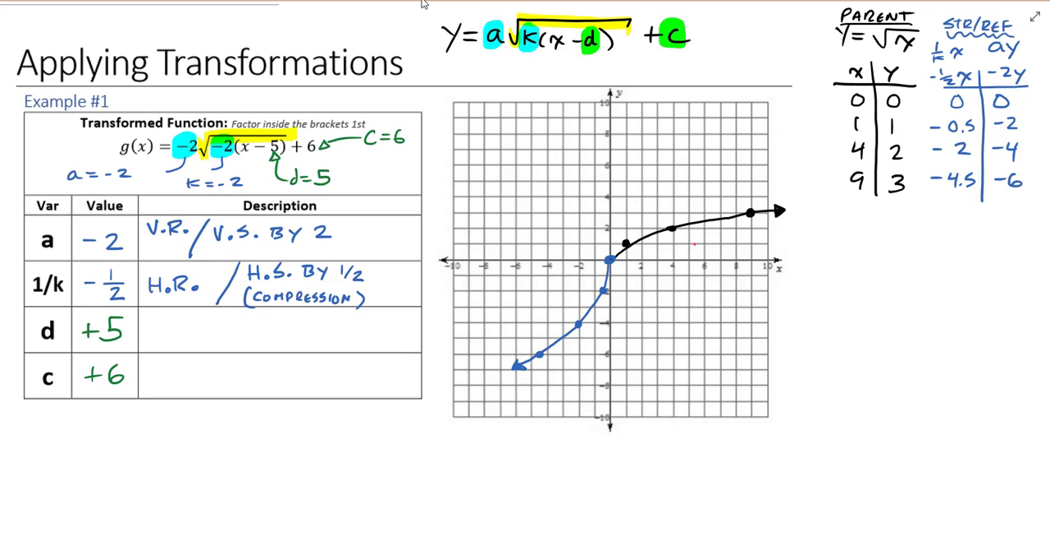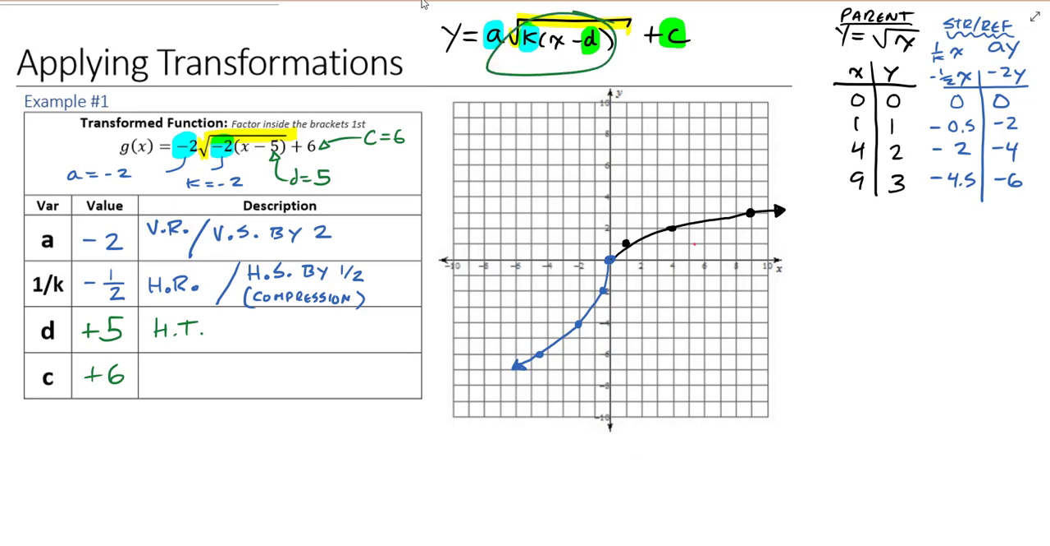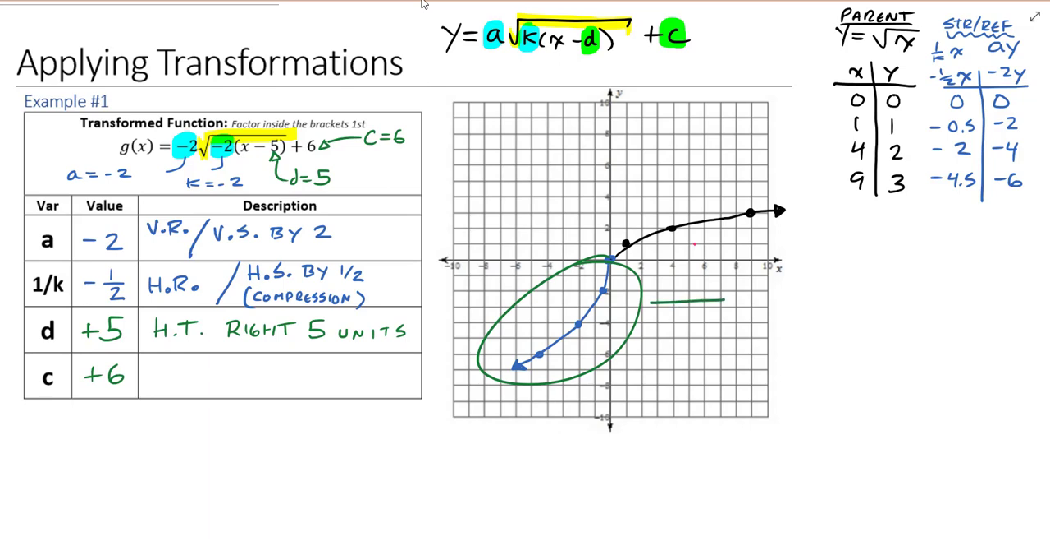Let's start with D. What that causes is a horizontal translation. It's inside the function. Things that are inside, or in this case, underneath the square root, affect the x-coordinates. So horizontal translation, it either goes right or left. Since it's positive, we go to the right. Right 5 units. Now what that's going to do is take this picture and move everything to the right 5. So how are we going to accomplish that?